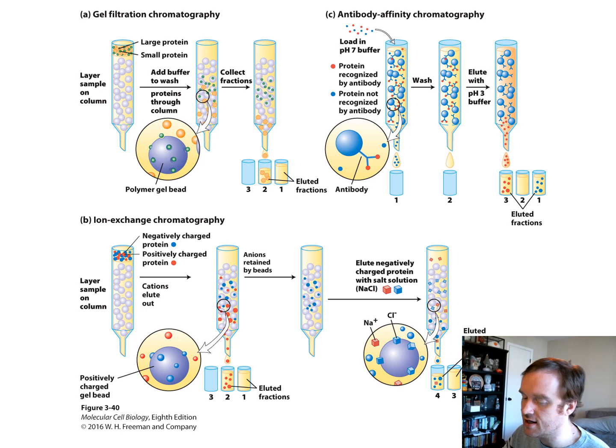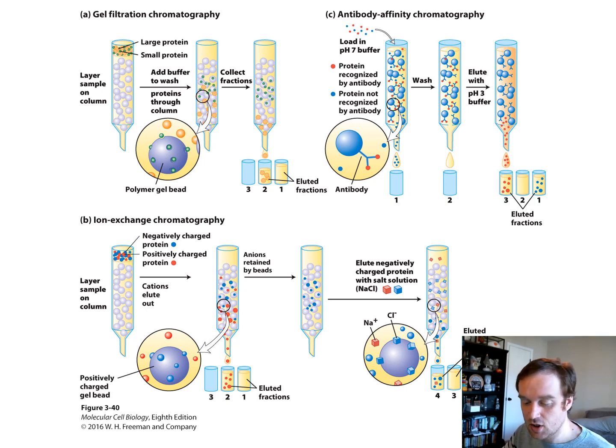Another way that we can separate proteins is through chromatography. These are little columns that have beads in them, and we can use the characteristics of our protein in coordination with these beads to separate them. The first is gel filtration chromatography, and this separates proteins just based on size.